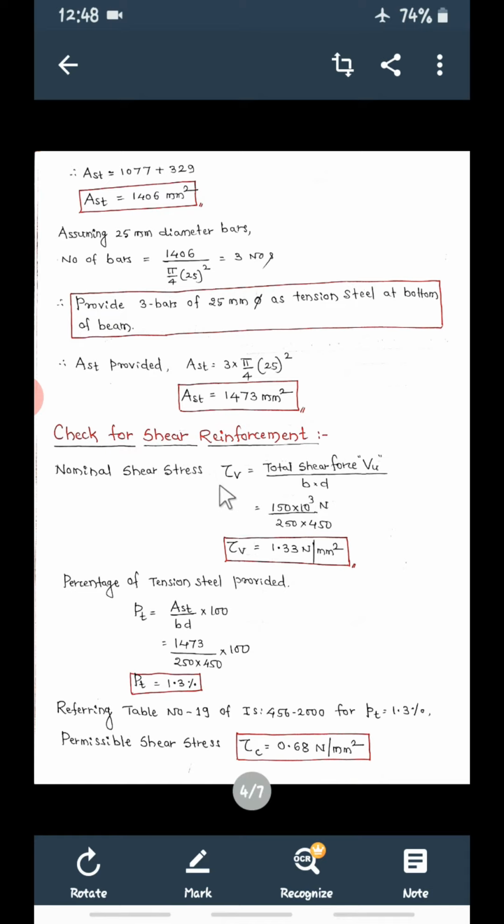Now we have two values. One is the nominal shear stress, this much will be the shear stress coming. And what is the maximum allowed? Permissible means allowed. Allowed is 0.68, but coming is 1.33. So this is more. Okay, more. So with the tension steel at the bottom, it is not going to be sufficient. Okay, so now compare tau v and tau c.